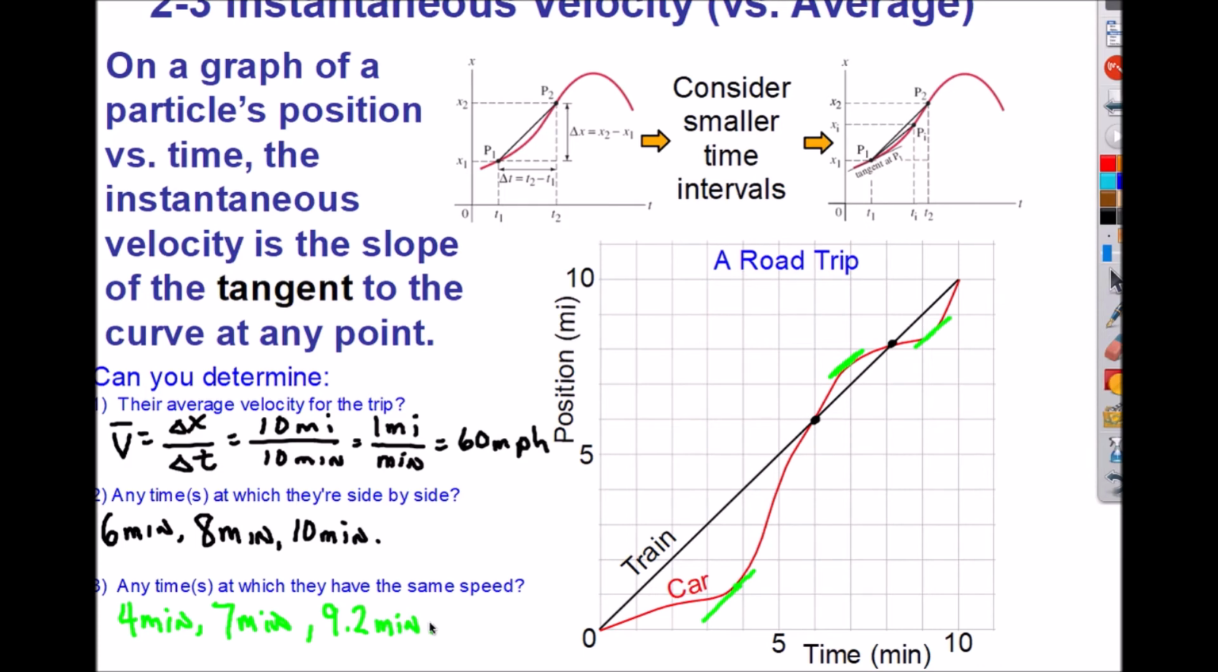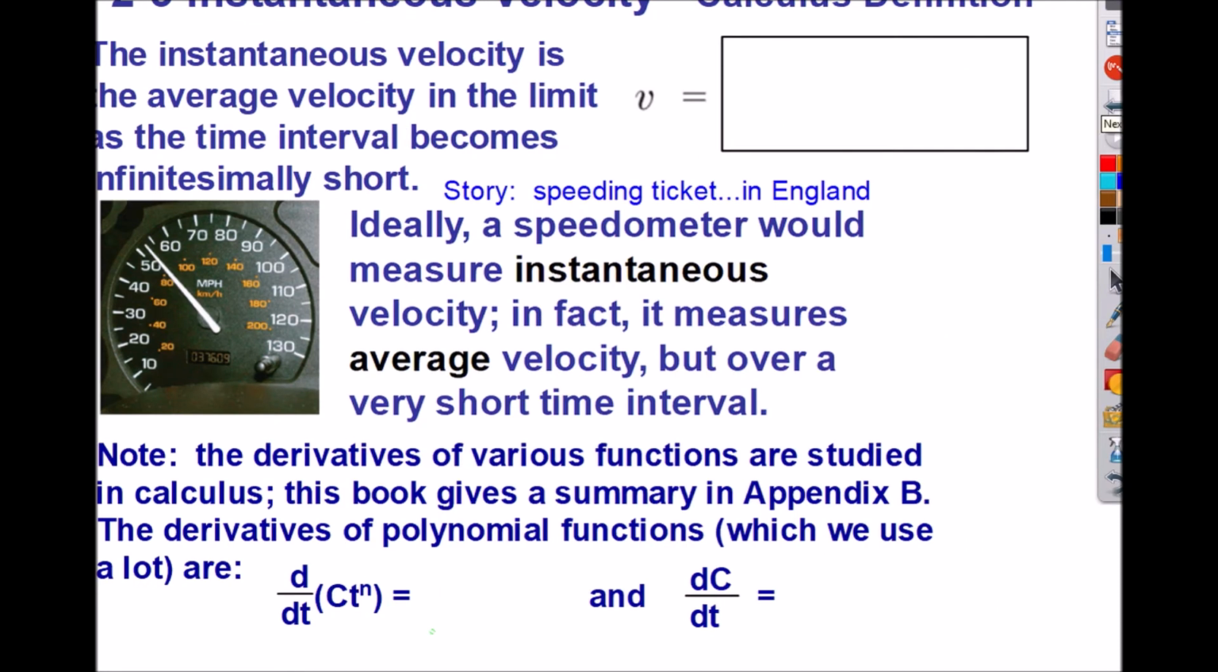Okay, now that completes the general discussion on instantaneous velocity that everyone can use. This next slide is going to get into some calculus, and so again, feel free to watch this if you like, but for AP Physics students, you need to have this. The instantaneous velocity is the average velocity in the limit as the time interval becomes infinitesimally short.